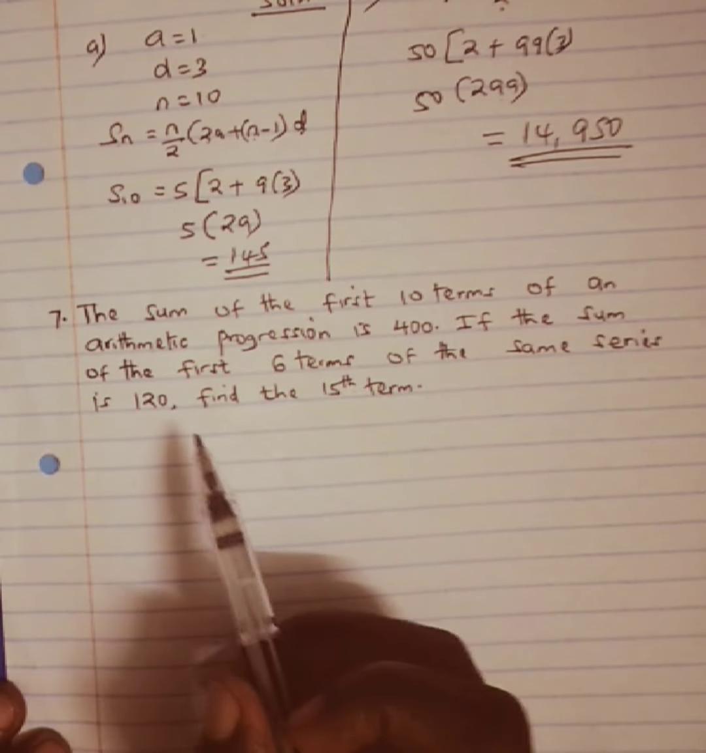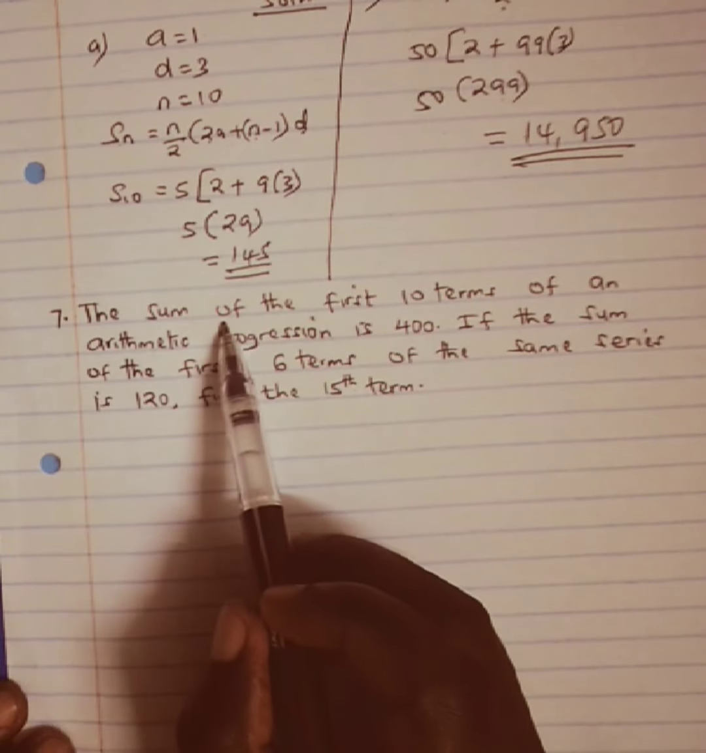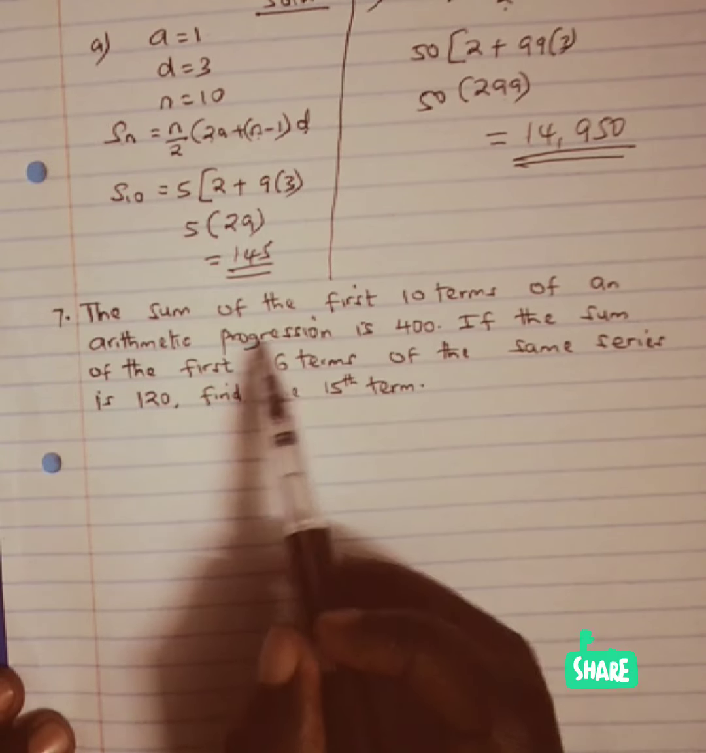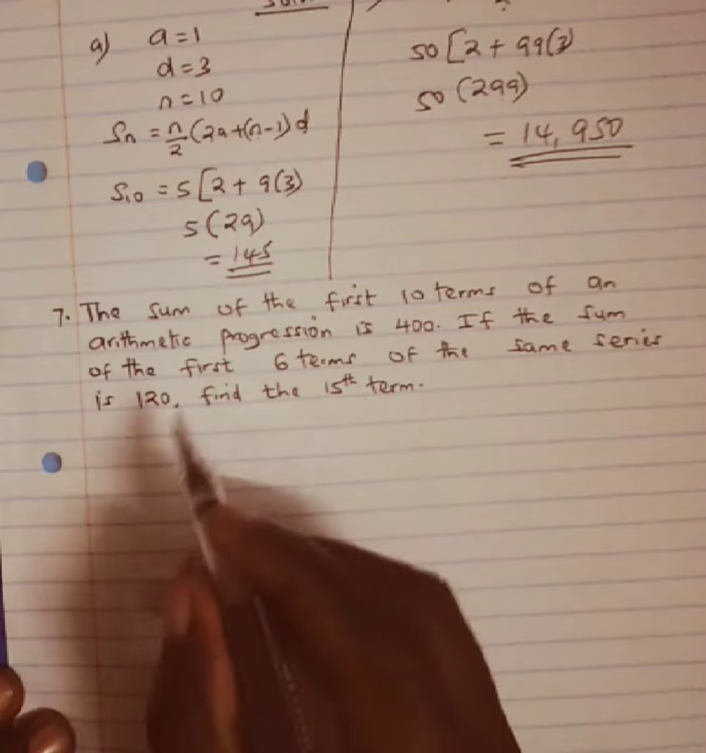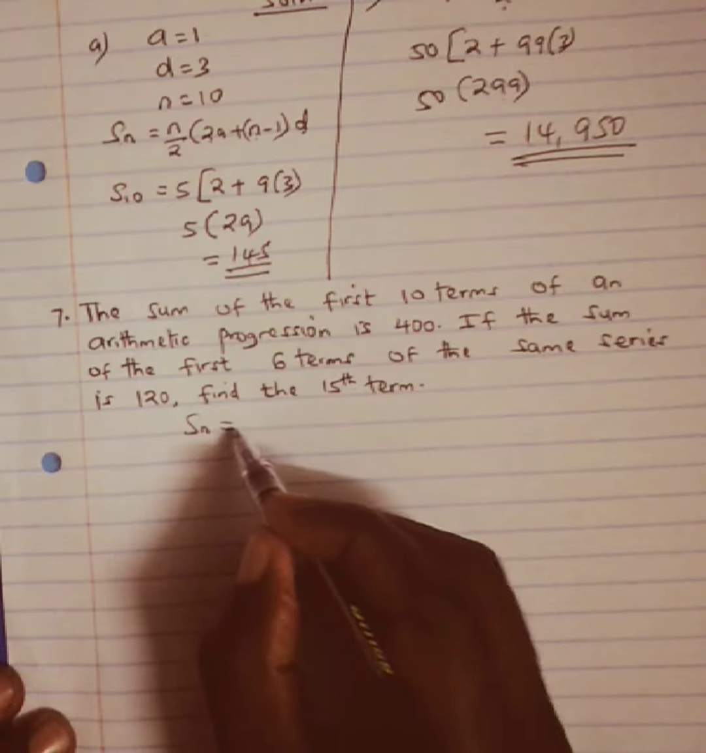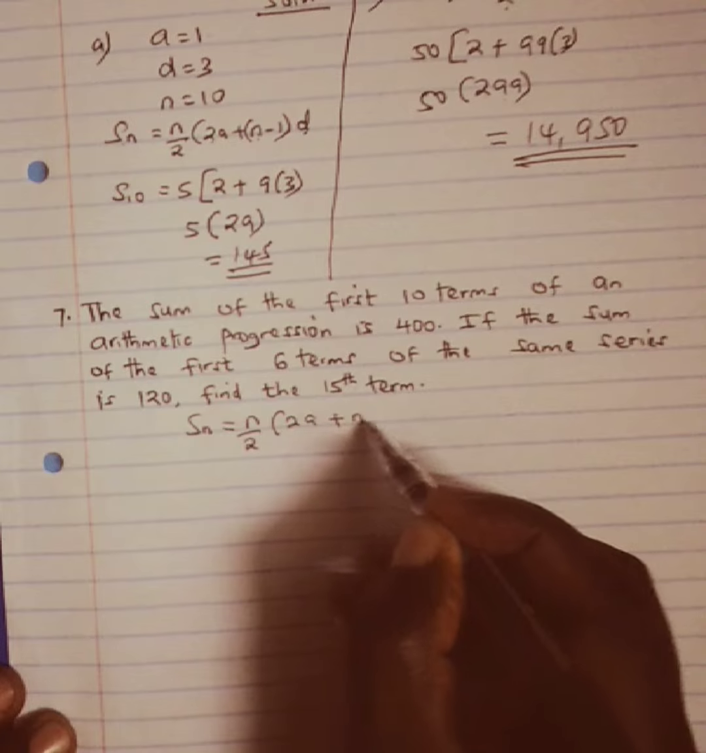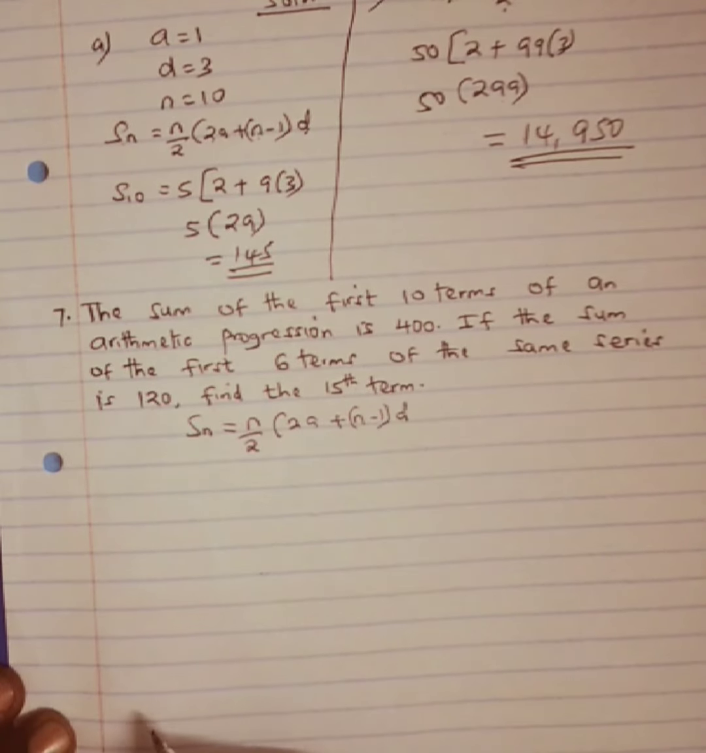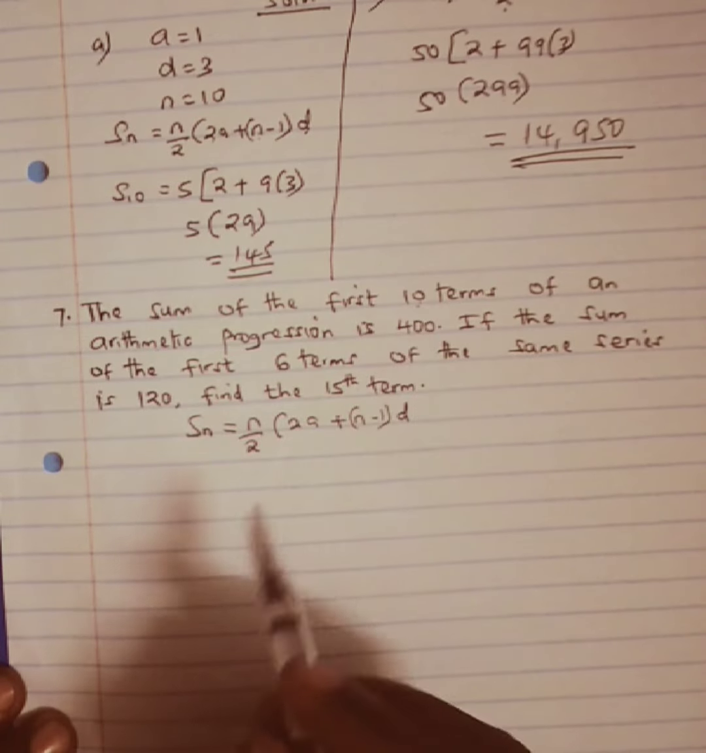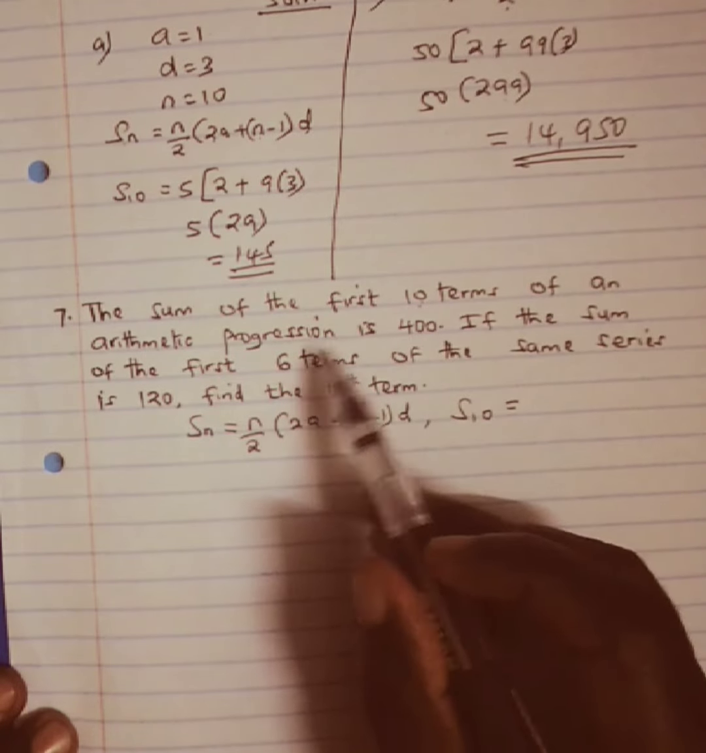Question number 7 reads, the sum of the first 10 terms of an arithmetic progression, this is AP, is 400. So we know to get the sum of any terms in an arithmetic progression, we use the formula n divided by 2 into 2a plus (n minus 1) multiplied by d. And we are told that the sum of 10 terms is 400.